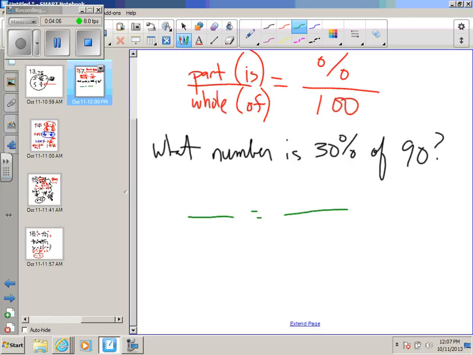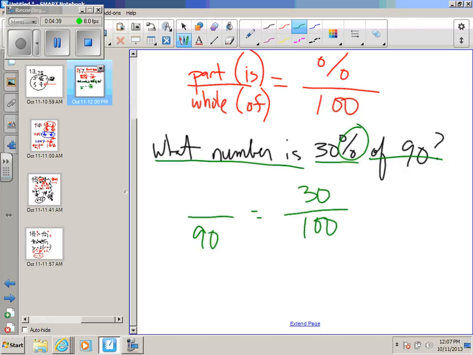So I got this model here, right? I have a what number is, I have a 30%. That's going to go there. Why? Because it's got the percent sign after it. That's where my percents go. Of 90, where do my of numbers go? Bottom left. So what am I finding? I'm finding my part. I'm finding the is, right? What number is? I don't know what number is. That's what I have to find out.